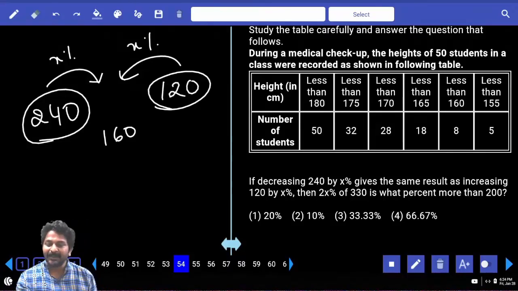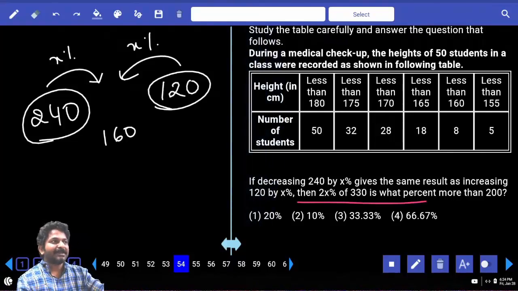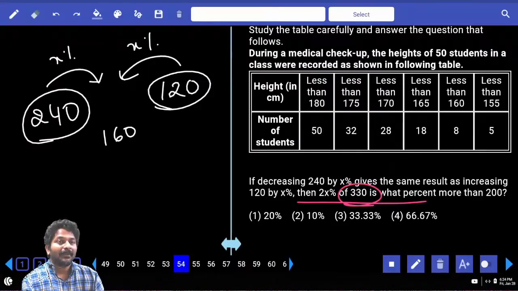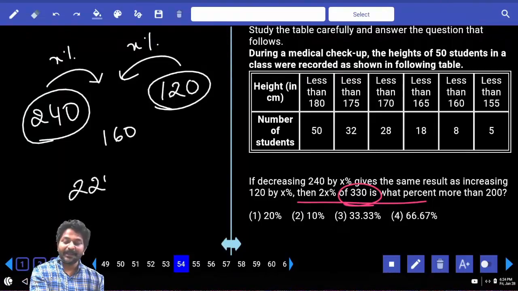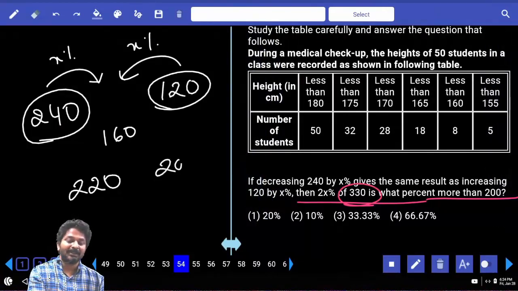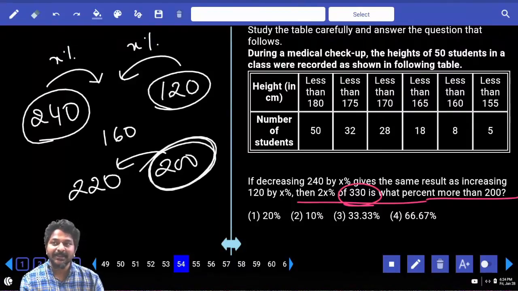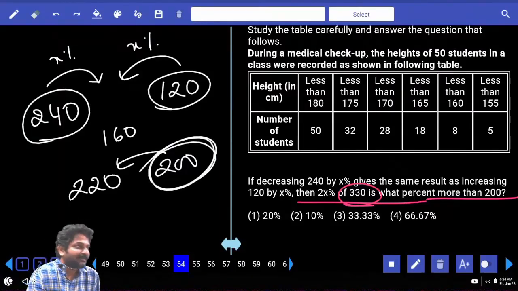Okay. Now what is happening? Then 2x%. X percentage is 1/3. 2x% means 2/3. 2/3 of 330. What is 1/3 of 330? 110. 2/3 is 220. Is what percent more than 200? This is what we need to calculate, right? 220 is how much more than 200? 20. 20 with respect to 200 is what percentage? 10%. Second option, final answer.